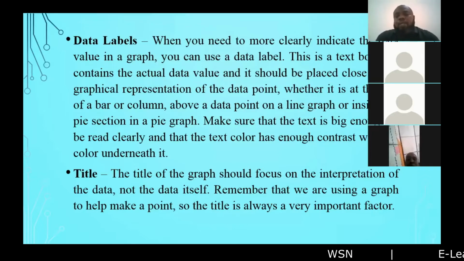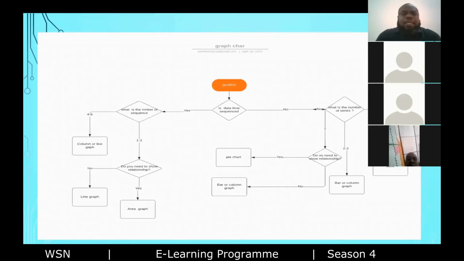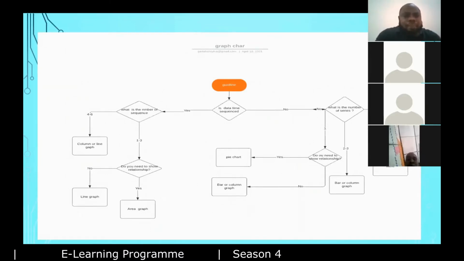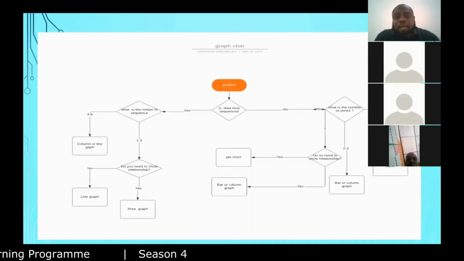Remember that we are always using graphs to help make a point. So the title is always a very important factor in clarity. I've carefully flowcharted a guideline for picking the best or appropriate graph while presenting the data. It starts with: is the data time sequenced?